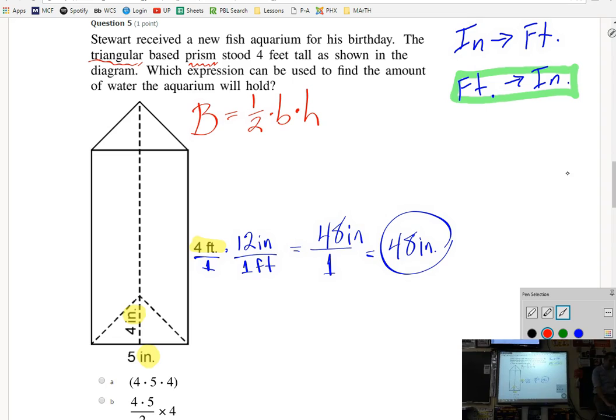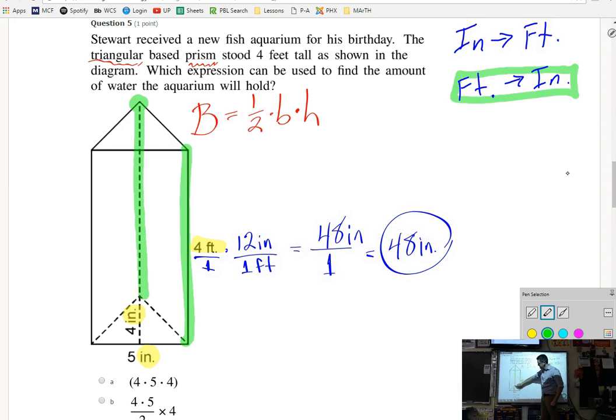My little b and little h, Brandon, must be what with each other? They must be perpendicular. So it doesn't actually have the box, but we can go ahead and determine, yeah, that line has no reason to be there unless it's the height. Here's the other trick. This was your 4 feet, which means this is your 4 feet.